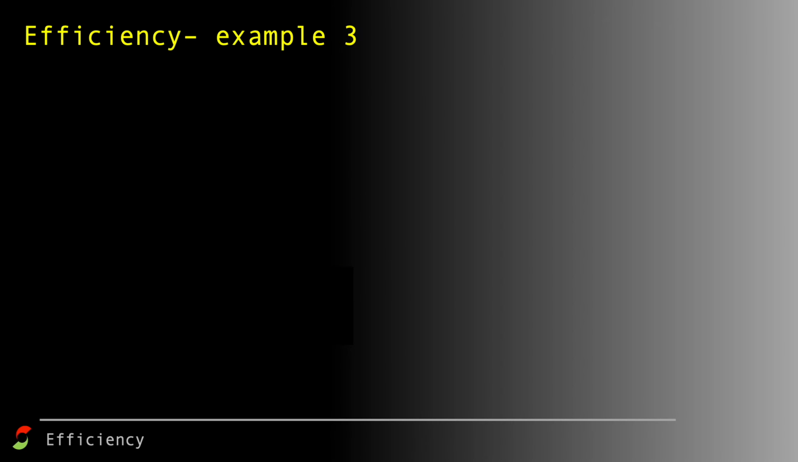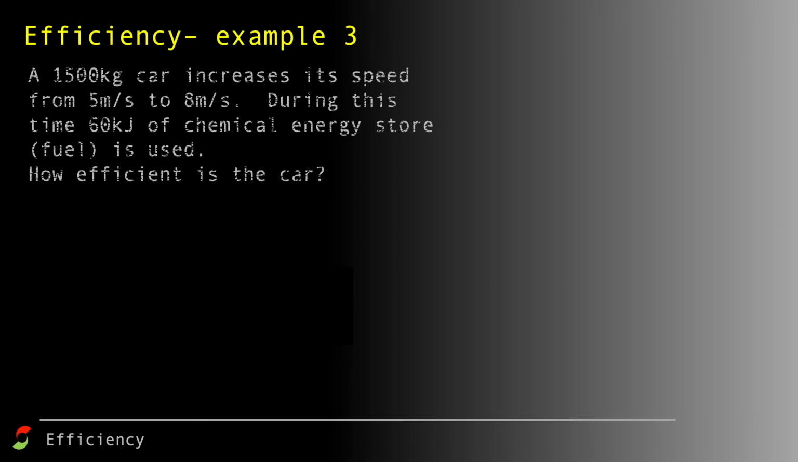Okay, so we've got our final and hardest example to work on now. So this time it's going to be a car. And we're going to look at this car increasing its speed from 5 meters per second to 8 meters per second. And during that time, 60 kilojoules of chemical energy store is going to be transferred to the car. So looking at that kilojoules, we've got to be aware of that. And if we get an opportunity to use 60 kilojoules, we've got to make sure that we use 60,000 joules.